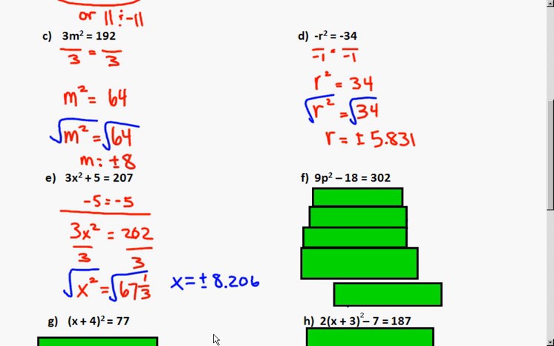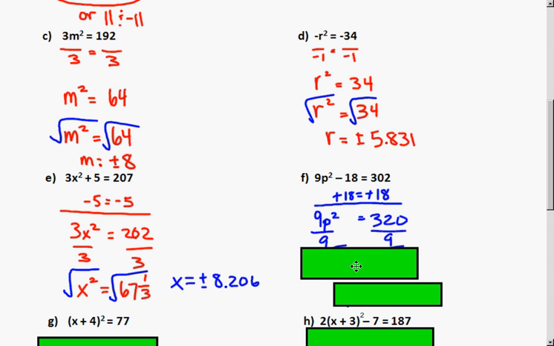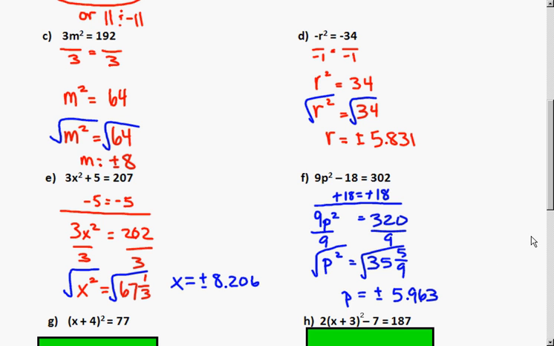I want you to go ahead and pause the video right now and give F a shot. All right, now that you're back, this is what the first step should have been. Add 18 to both sides. You wind up with 9p squared equals 320. Divide by 9 on both sides. You're left with p squared equals 35 5/9. Take the square root to get rid of a square, and you're left with p equals plus or negative 5.963.